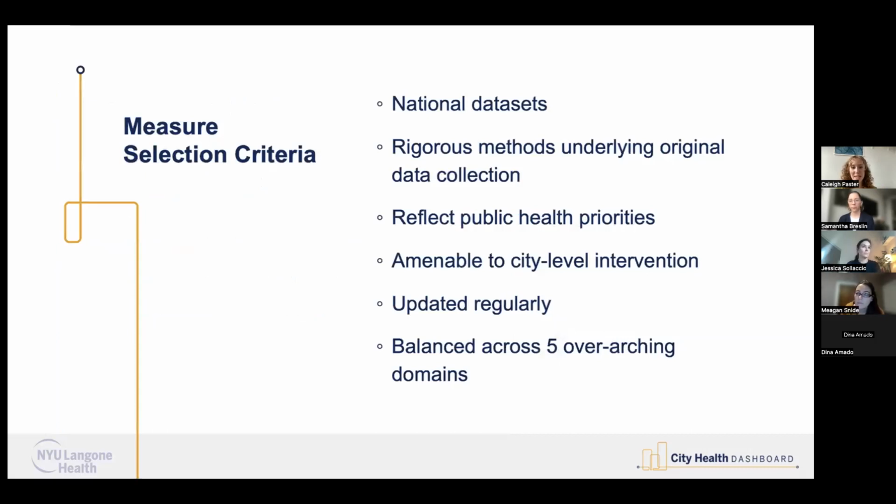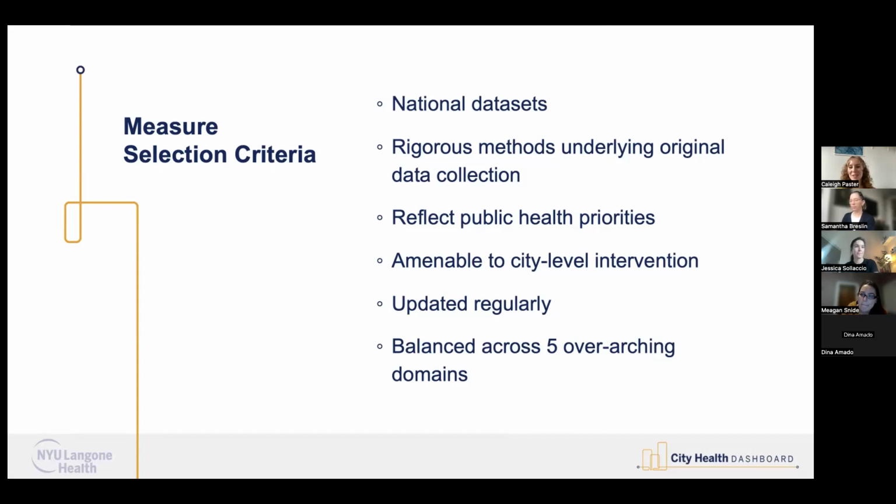So the way we decided to select the measures that we have on our dashboard, we looked at all sorts of national data sets. We used rigorous methods underlying original data collection, and we want to make sure that all of our measures reflect public health priorities. On top of that, we wanted to make sure they're amenable to city-level interventions, not too large, not too small, but really hitting that nice spot. And we make sure everything's updated regularly all the time. So make sure you subscribe to get those updates.